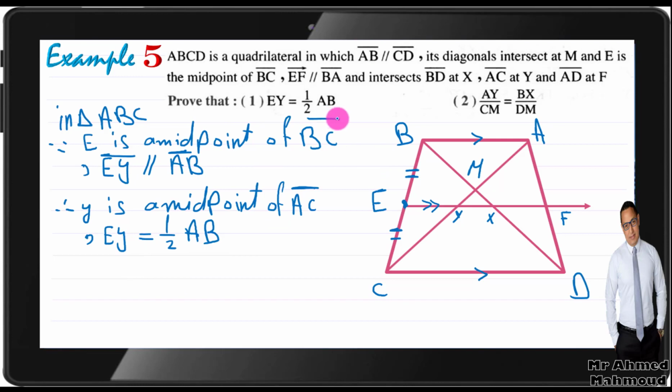Okay, the second required: prove that AY over CM equals BX over DM. Since AB parallel to XY parallel to CD, AB parallel to XY parallel to CD.